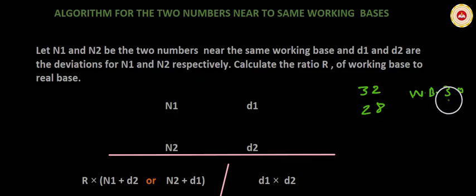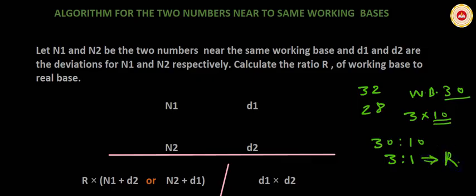Now, working base 30 is a multiple of 10, the real base. So next you have to calculate the ratio R of working base to real base, that means 30 to 10. The ratio of 30 to 10 is 3 to 1. So this is ratio R. We are going to use this ratio while calculating the left part.